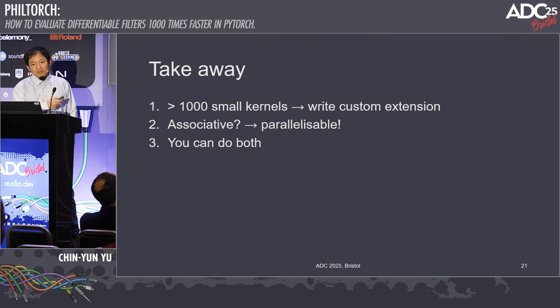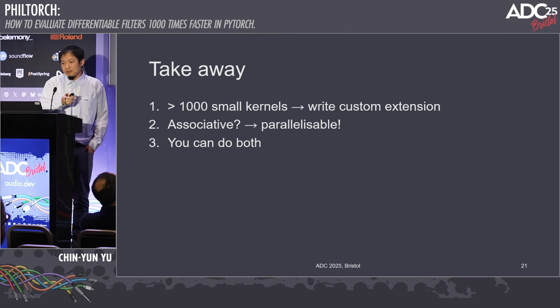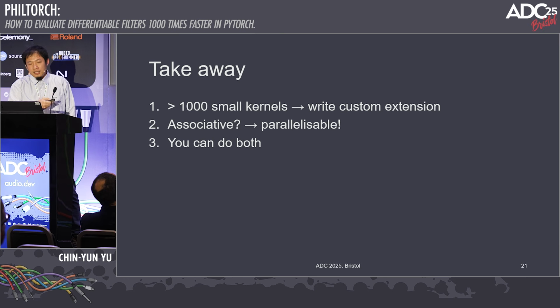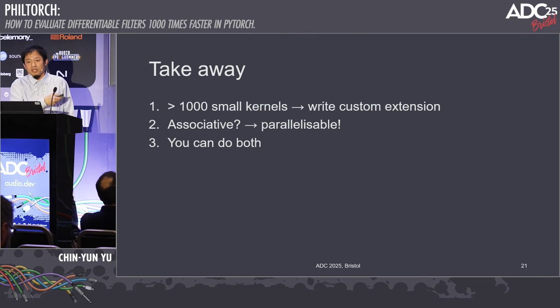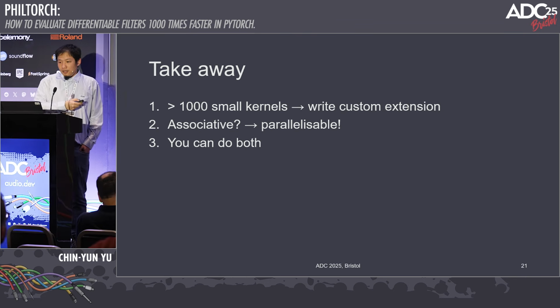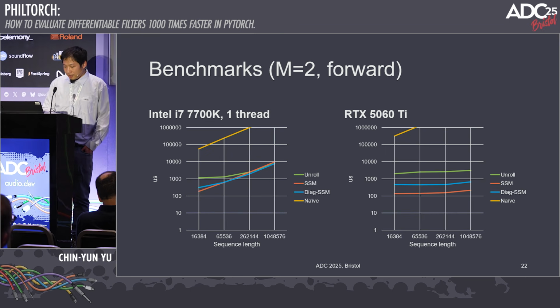So if your computation has more than 1,000 small kernels, then it's better to write them as just a single kernel using custom extension. And if your computation is associative, then there's probably a chance that you can make it parallelizable. And you can do both to get optimal speed up. Okay, so that's enough for the techniques about accelerating.